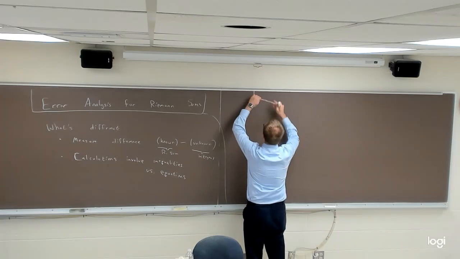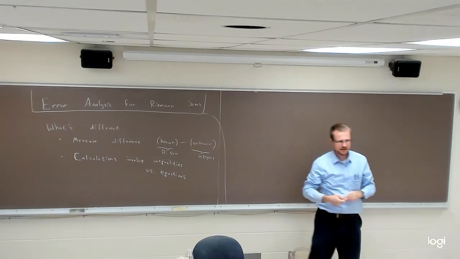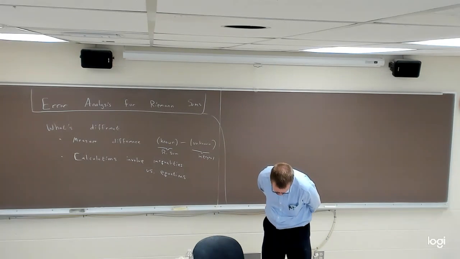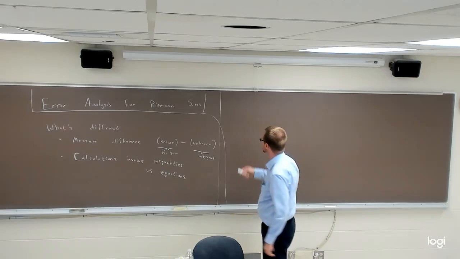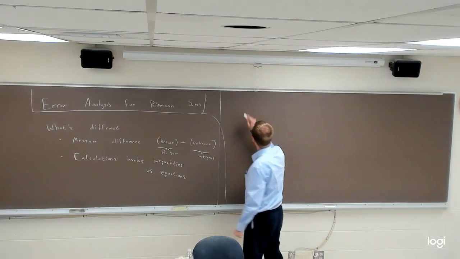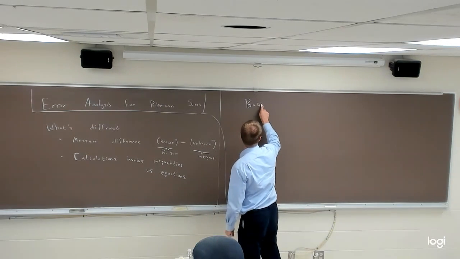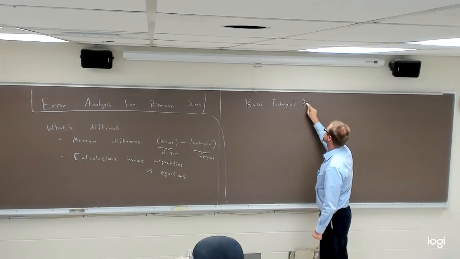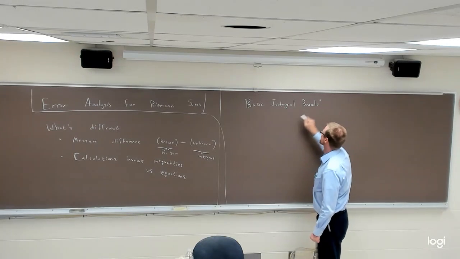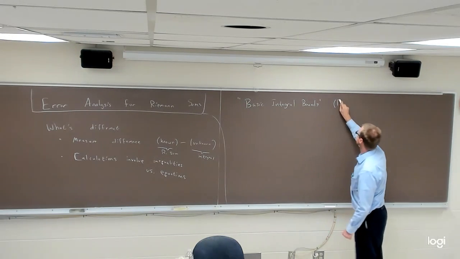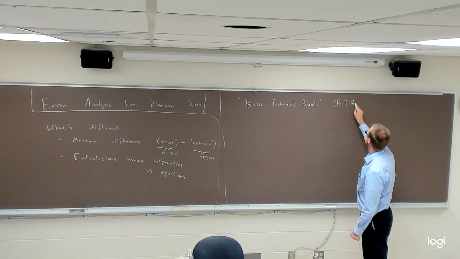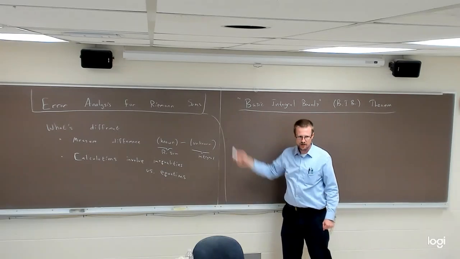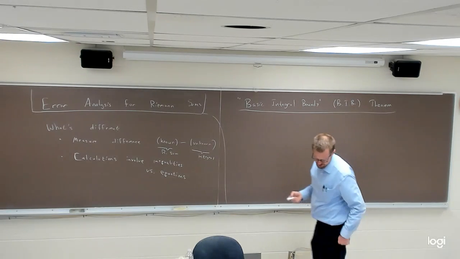the starting point for our error analysis is an inequality that shows up in the book without any particular fanfare. And I call it the basic integral bounds theorem. The book does not give it a name, but I find that it's nice to have some kind of name for things, or I'll just call it the BIB theorem. At least have something to call it. And it goes like this.